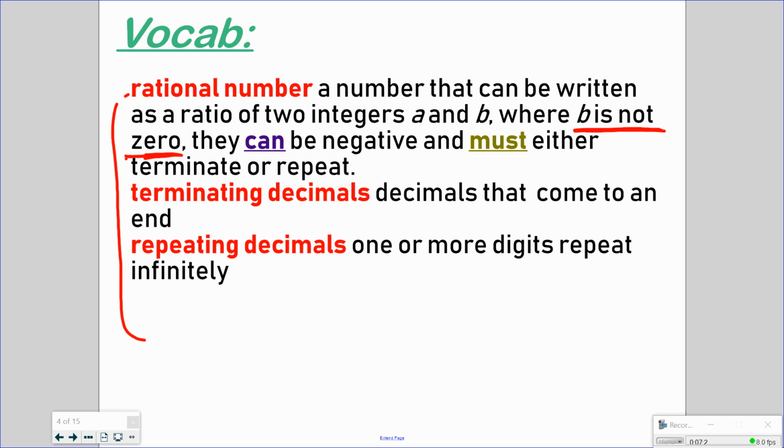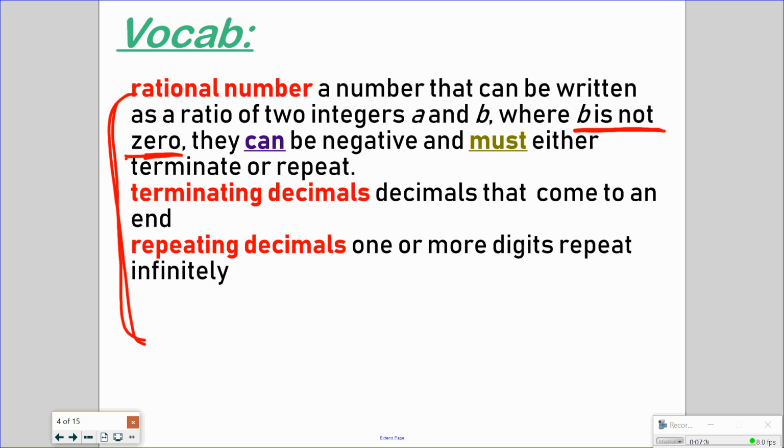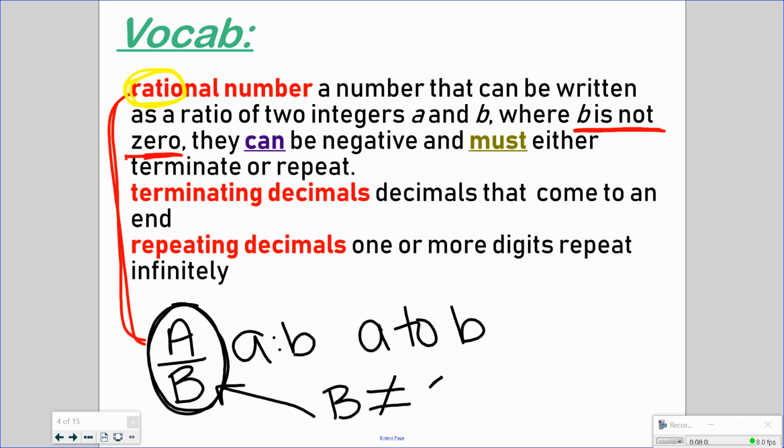So let's talk a little bit about rational numbers real quick and how they really look. The first few letters of rational numbers spell out the word ratio. And there's 3 ways that you can write a ratio. You can write it as a over b, a colon b, or a to b. So our focus is going to be in this form. But once again, as I've said before, b cannot equal 0.